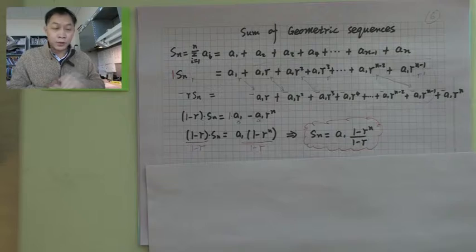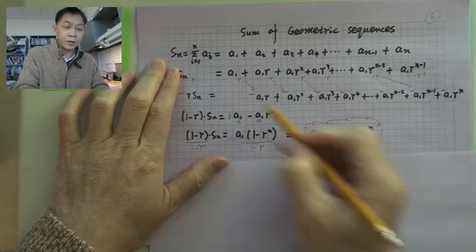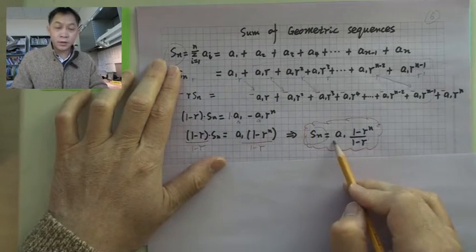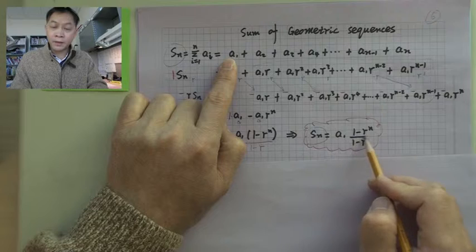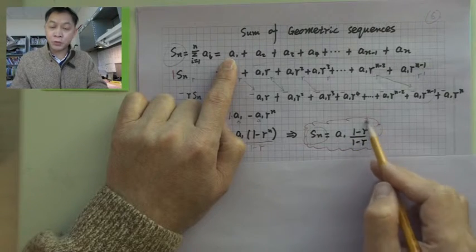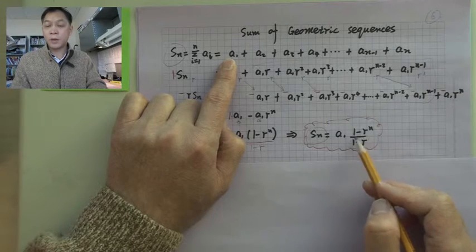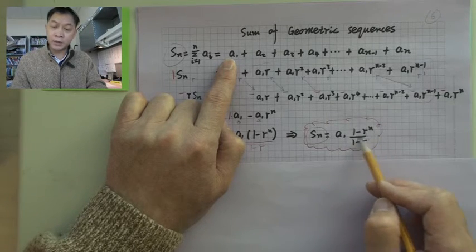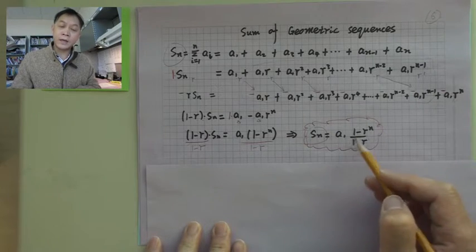You can see, very smart. S sub n is what? You only consider the first term, A1, and then the rest of them are the ratio operations about r. 1 minus r to the n divided by 1 minus r. This is the formula.